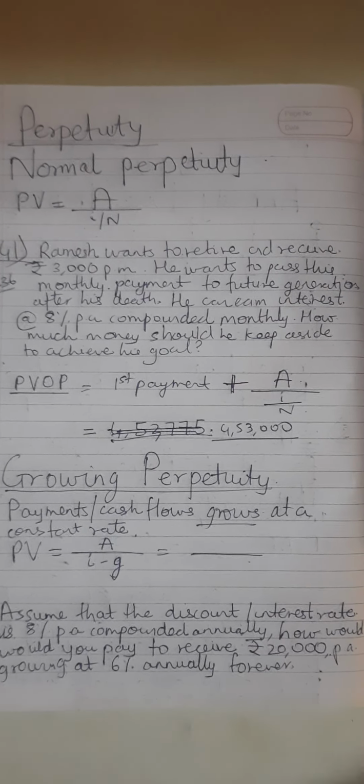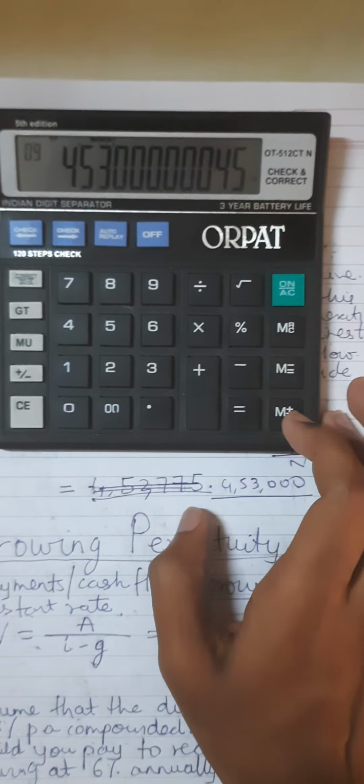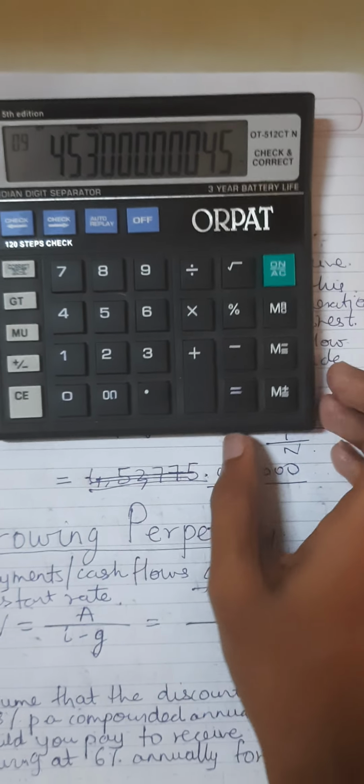If this person has 4,50,000, then he can get 3,000 per month at the rate of 8% per annum compounded monthly. But he needs to cover the first initial payment as well, and so we add 3,000 to this, and the answer is 4,53,000.